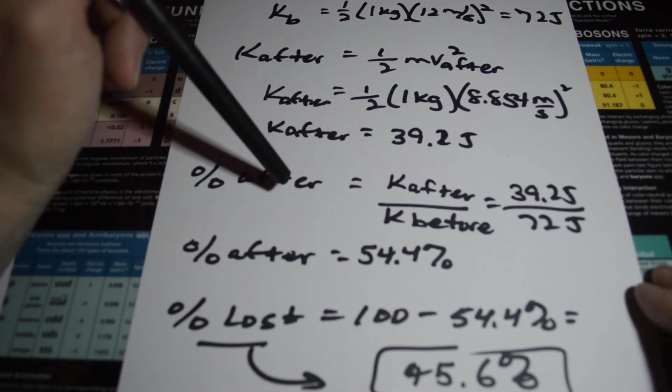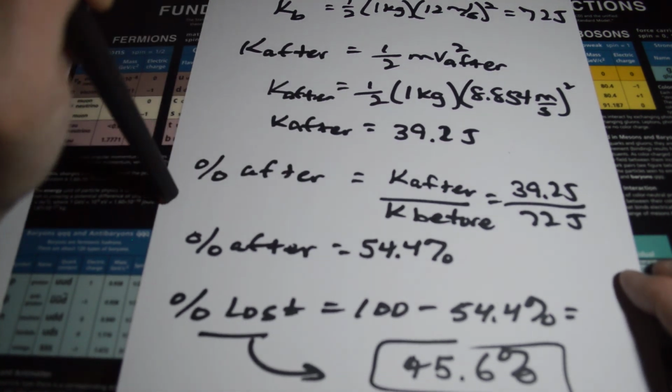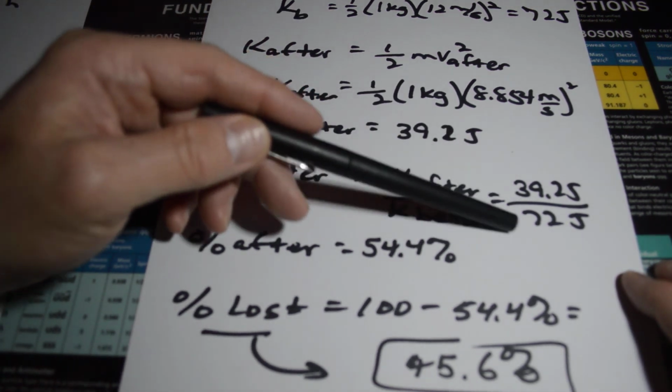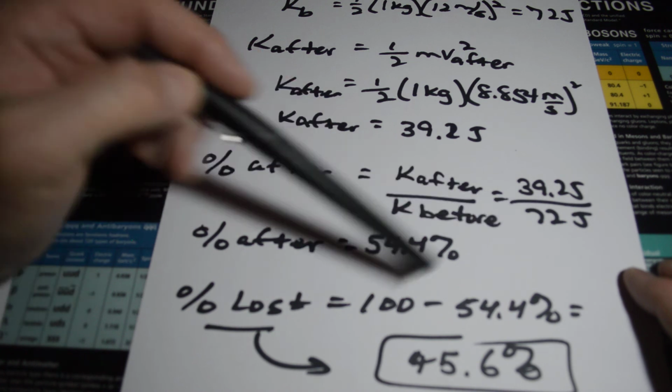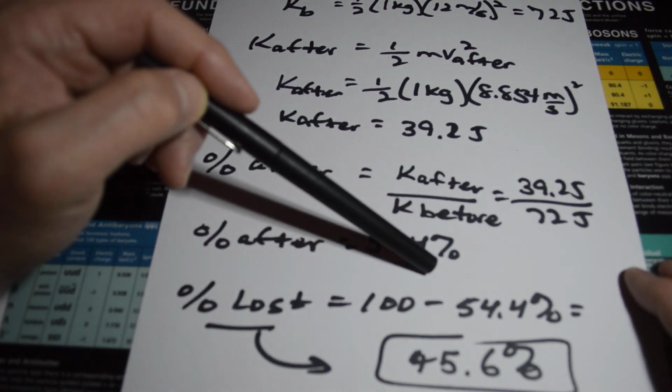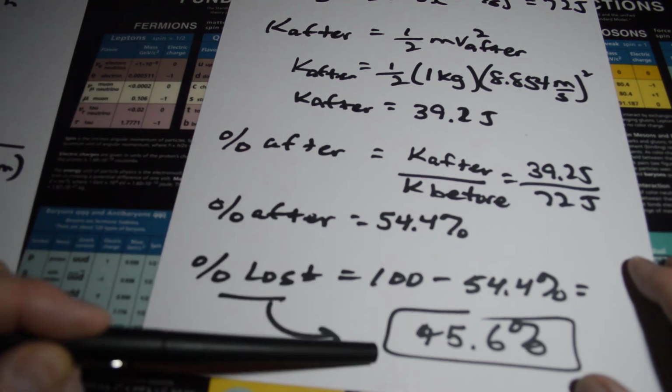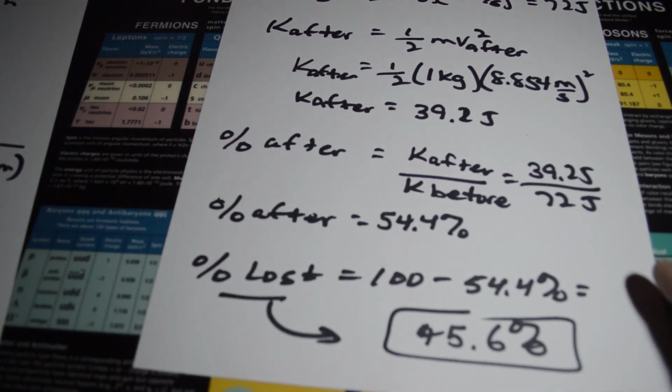So if you want to know what is the percentage lost, you might want to find out, well, what is the percentage of kinetic energy you have left? And if you divide the two numbers, you get 54.4%. So if you just subtract from 100, you lost 45.6% of the kinetic energy in that problem.